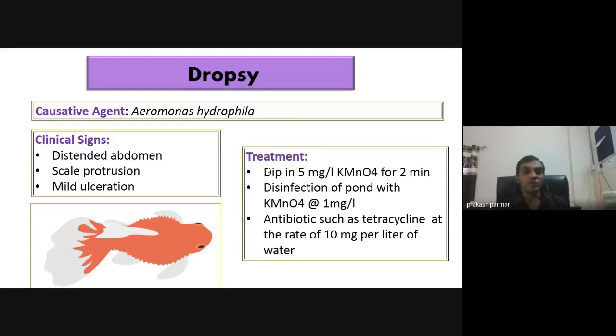Again, Dropsy, the causative agent being Aeromonas hydrophila, is the common one in most of the diseases with the dropsy condition. Dropsy is accumulation of fluid in the abdominal cavity. And because of this accumulation, the belly portion becomes bulged. Another important clinical sign here is protrusion of the scales. The scale eruptions may be all over the body. This dropsy condition can be treated with Kamdhenu treatment, or some of the antibiotics can be used for bath as well as in feed.